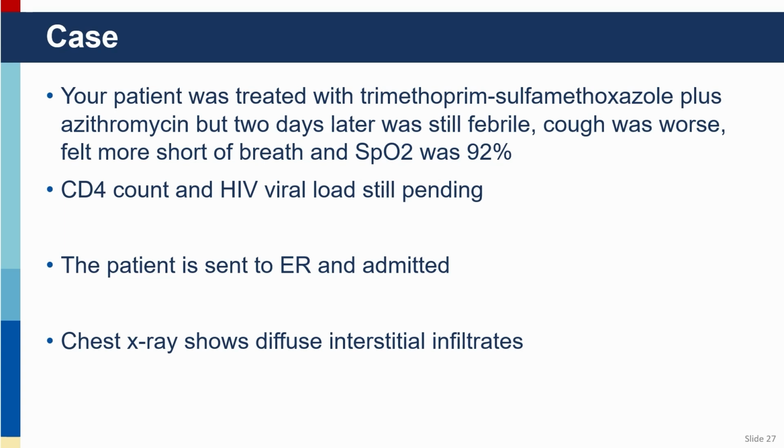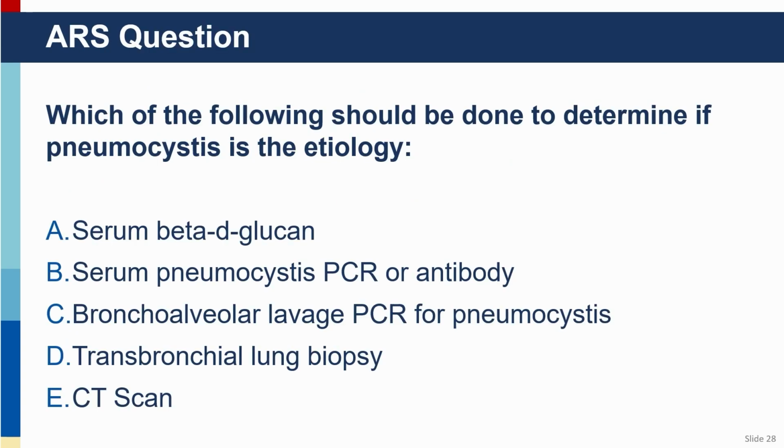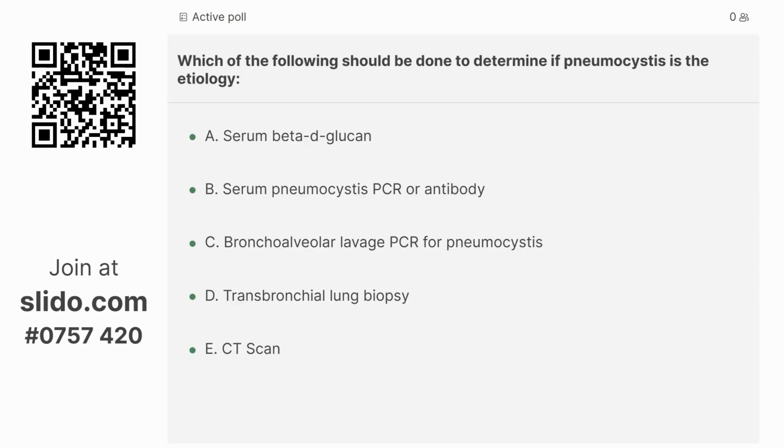The chest X-ray shows diffuse interstitial infiltrates, and again, that can be lots of different viruses, could have been bacteria, could be pneumocystis. So the question is, which of the following should be done to determine if pneumocystis is the etiology? I would just predict that of the 6 people here, we won't agree on the answer, but we'll see. So let's see what you all think. And I'll tell you my strong prejudices, and then they can tell you the facts.